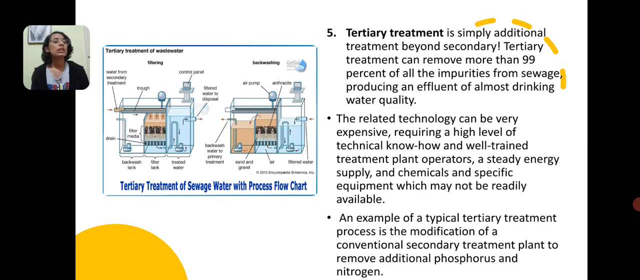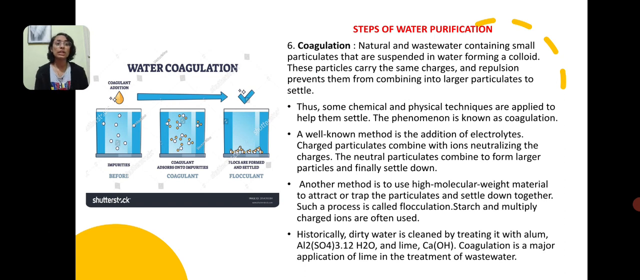The related technology can be very expensive, requiring a high level of technical know-how and well-trained treatment plant operators, a steady energy supply, and chemicals and specific equipment which may not be readily available. An example of a typical tertiary treatment process is the modification of a conventional secondary treatment plant to remove additional phosphorus and nitrogen.